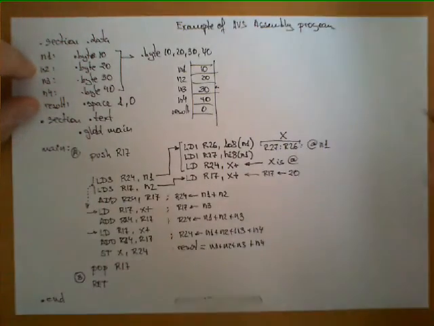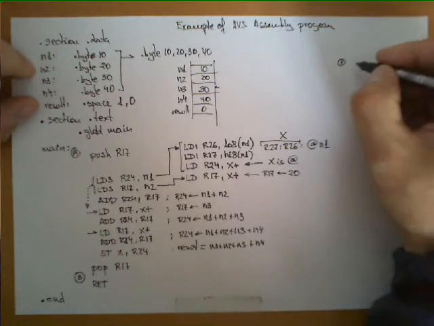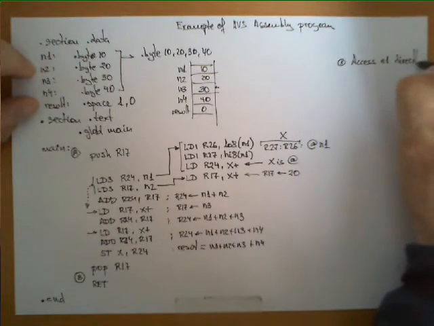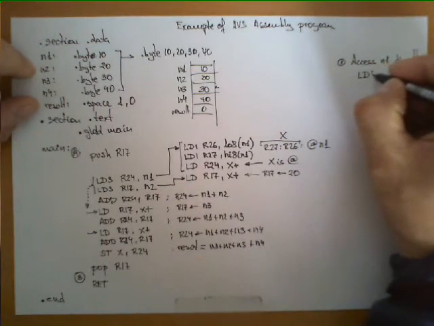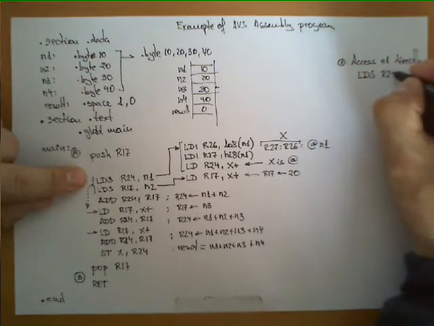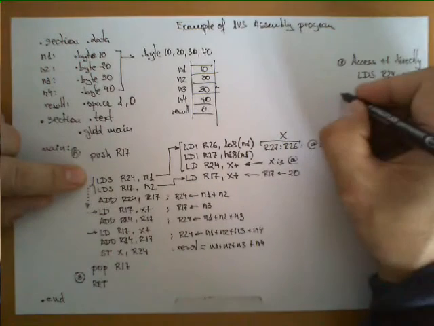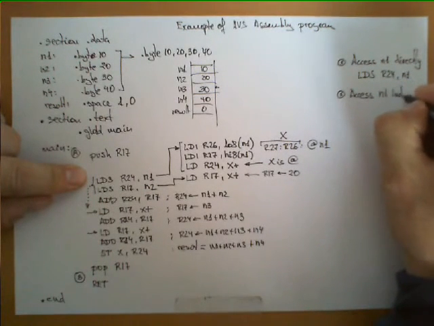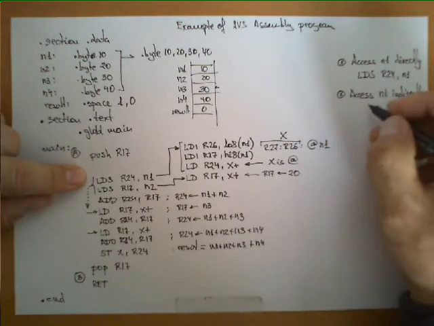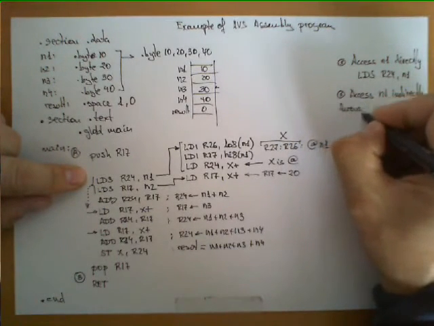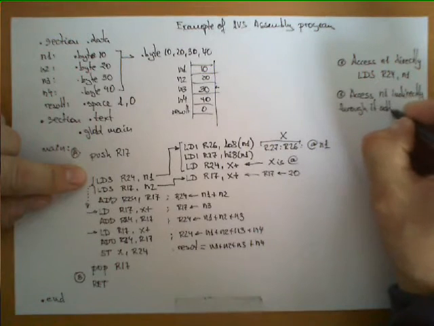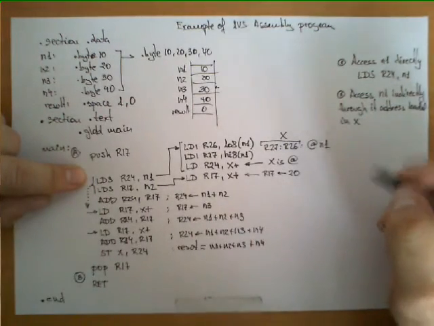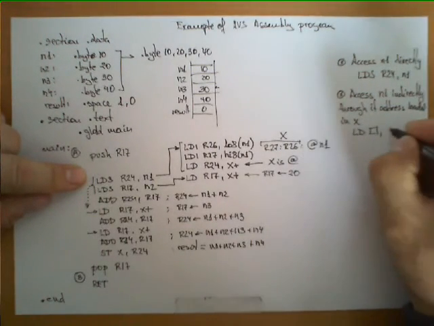Now let's summarize 6 points that are very important in this program. First, I can access N1 directly with the instruction LDS. Remember, LDS, R24, N1. But I can also access N1 indirectly through its address loaded in X, and that was instruction LD then you give a register and X.